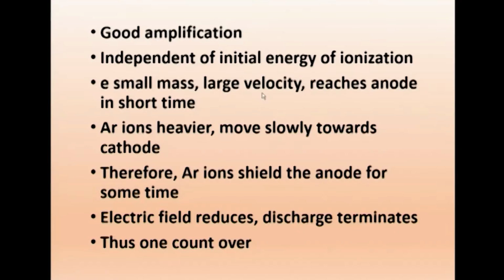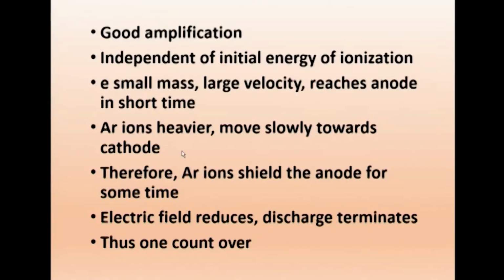Therefore, when the mass is small, velocity will be larger. So, the large velocity means it will reach the anode in a short time. Once a particle enters, we get an electron detached and then a positive ion. The electron is a small mass, therefore it will go fast and reach the anode.